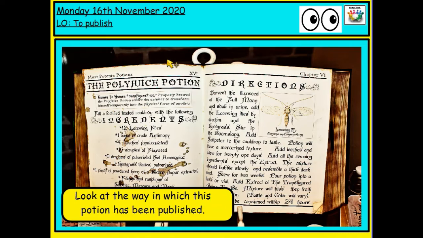So what it looks like, you can focus on the structural features. So how it's all been split up into different paragraphs. We have the ingredients section over here, and we have a little introduction here to say what the potion does. We then have the directions listed below here, which is where you would have included all your grammatical features and all your specific types of vocabulary.